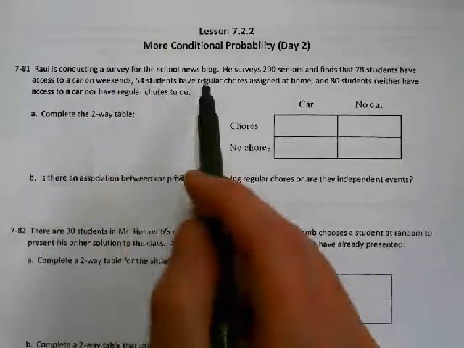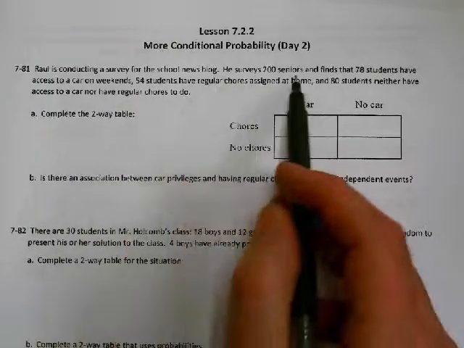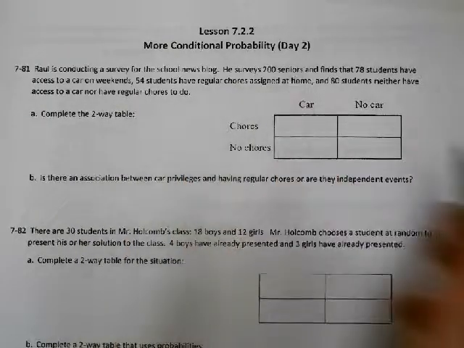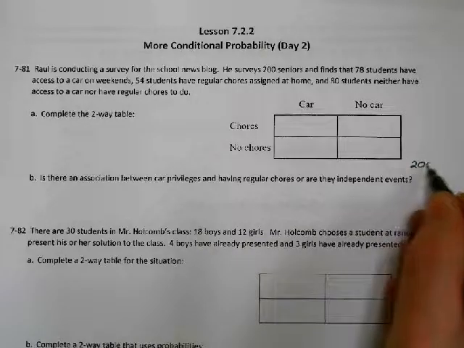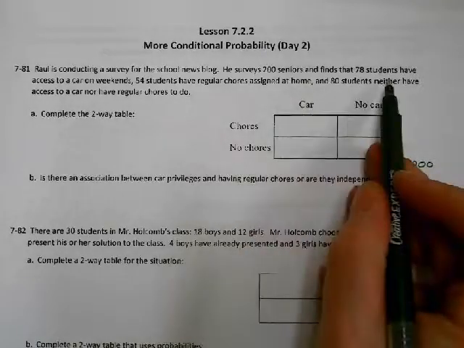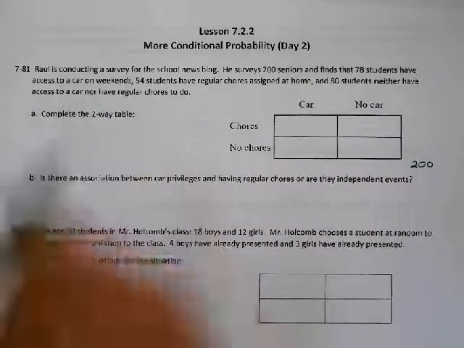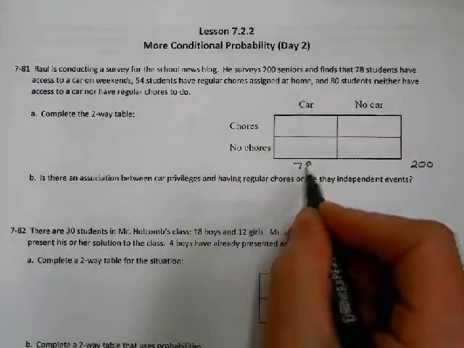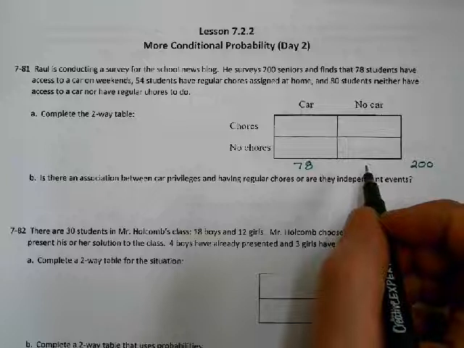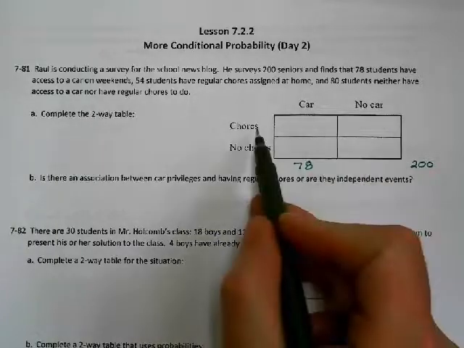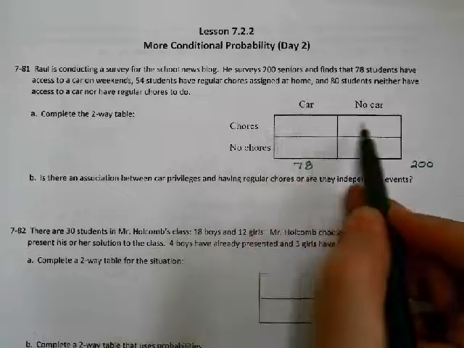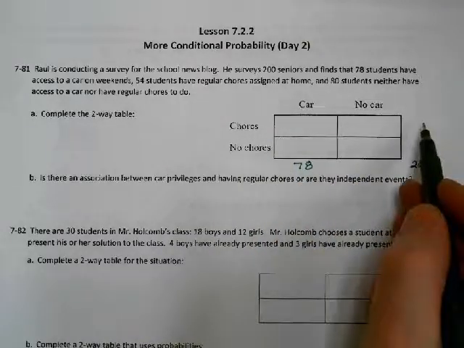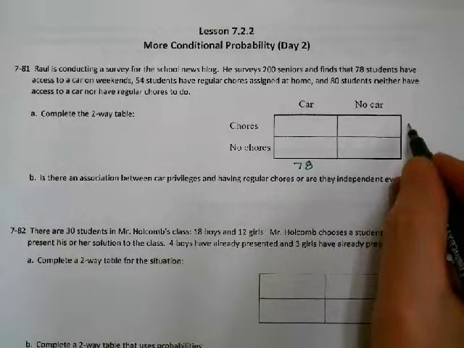Raul is conducting a survey for the school news blog. He surveys 200 seniors. Okay, that's the total. That's a grand total. And finds that 78 of the students have access to a car on the weekends. So some of them, 78, can get a car on the weekend. 54 students have regular chores to do at home. So that would be chores in car and chores in not car together. So that would be 54 over here.